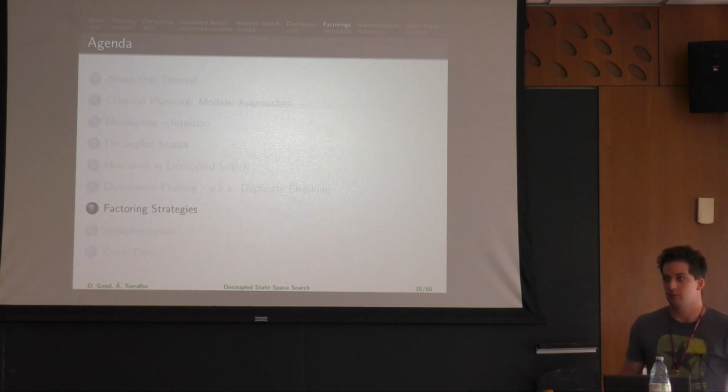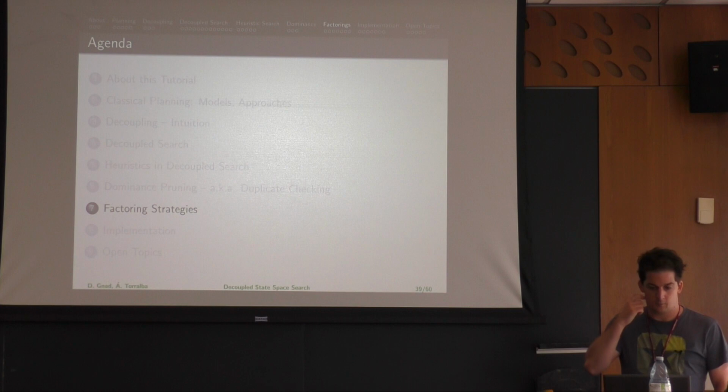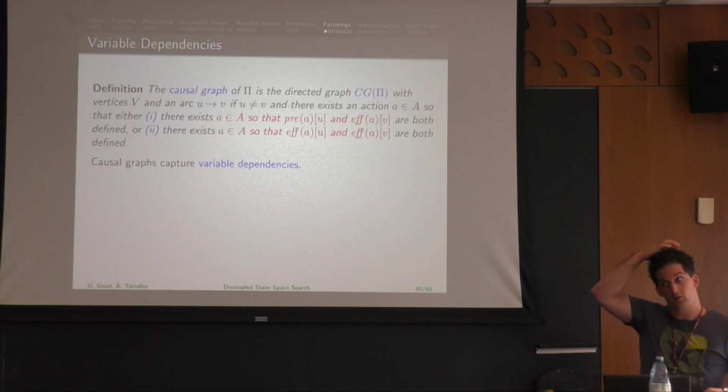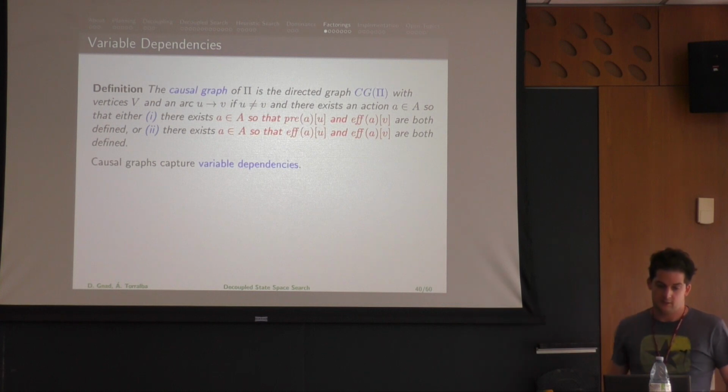So as Álvaro said, I'm now trying to explain how to actually find good decomposition methods, like how to factor our planning task. To do this, I will briefly recap what a causal graph is. I guess you're all familiar with that. So basically, a causal graph captures the dependencies between state variables, and the nodes in these graphs are the variables, and we have a connection from one variable to the other if there is an action where one is in a precondition and the other is in the effect, or if there's an action where both are in the effect.